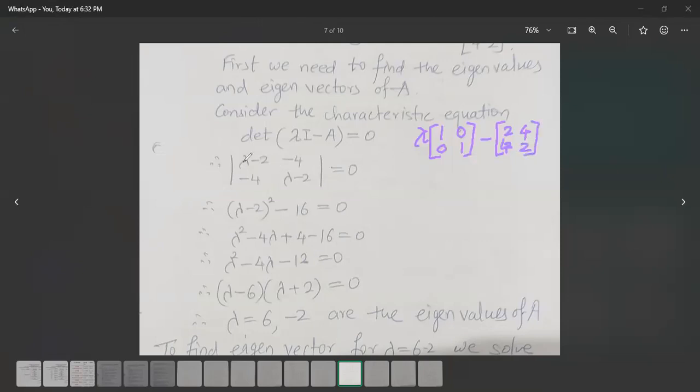So what will be those entries? This will be lambda into 1 minus 2, so it is lambda minus 2. Next, here being 0, you are just writing minus 4. Here also minus 4, and this entry will be lambda minus 2. So what you need to keep in mind is along the diagonal you will be having lambda minus the entries, and all the remaining entries are simply negated. Fine?